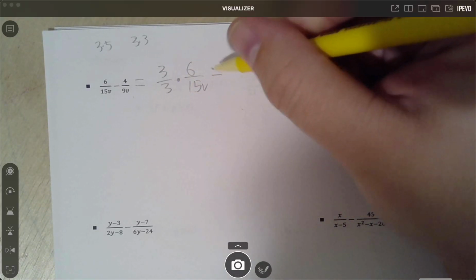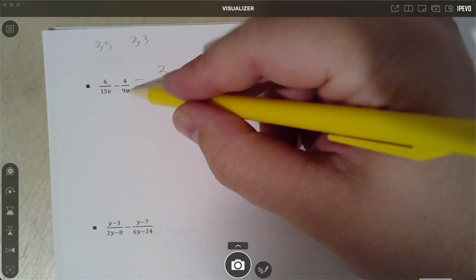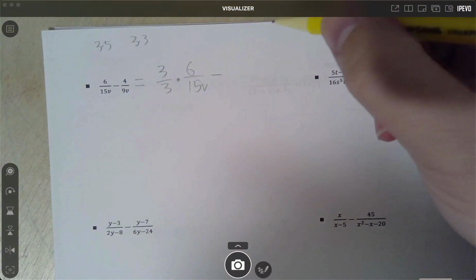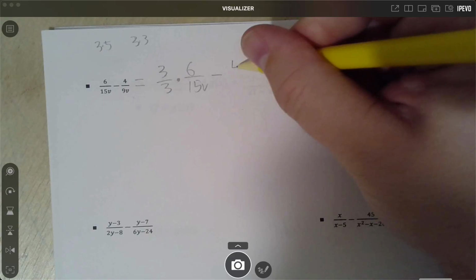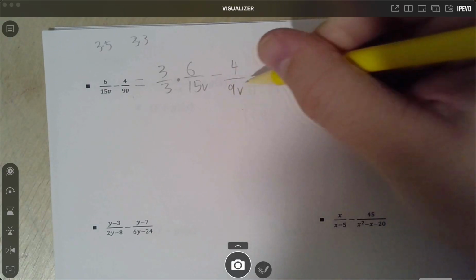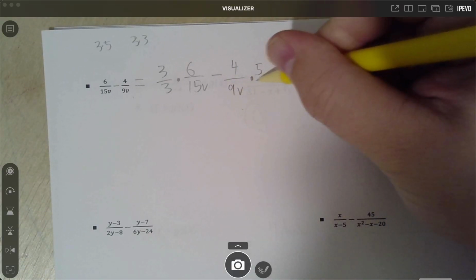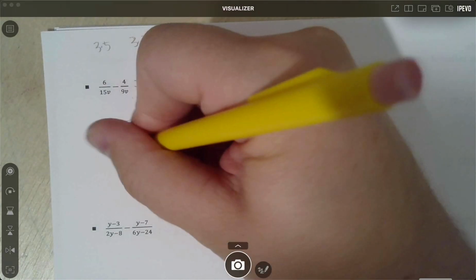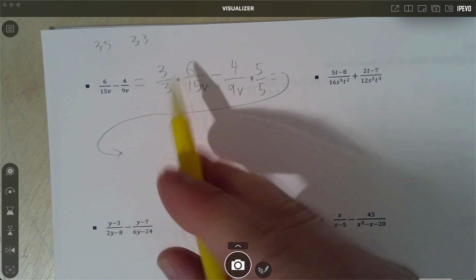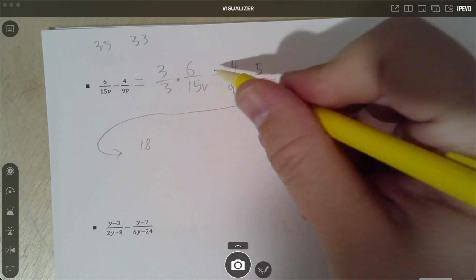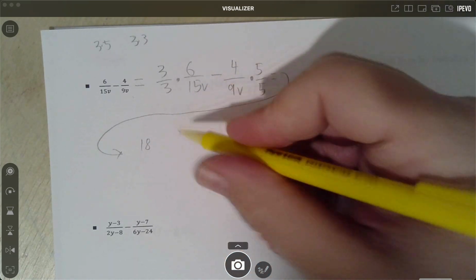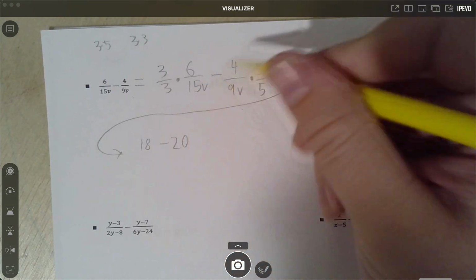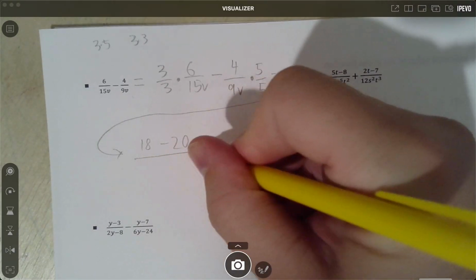On the right-hand side, 3 and 3 makes 9, but I'm missing the 5 that I see over here. So that's what we're going to multiply over here. We're going to multiply the missing 5 over 5. They both already had a v, so that was shared. So what do we get now? We get 18. We get a big minus sign, and then 4 times 5 is 20. That's only one term, so we don't need parentheses there.